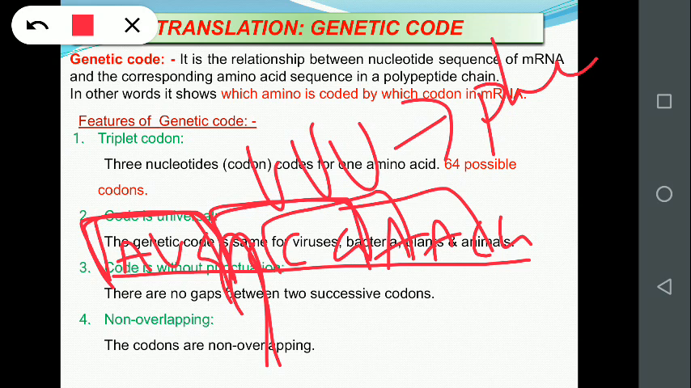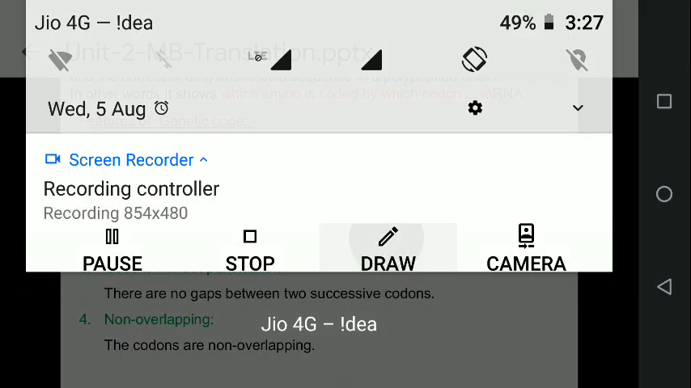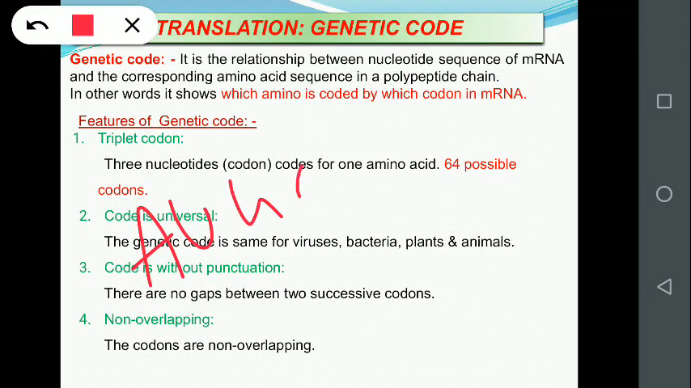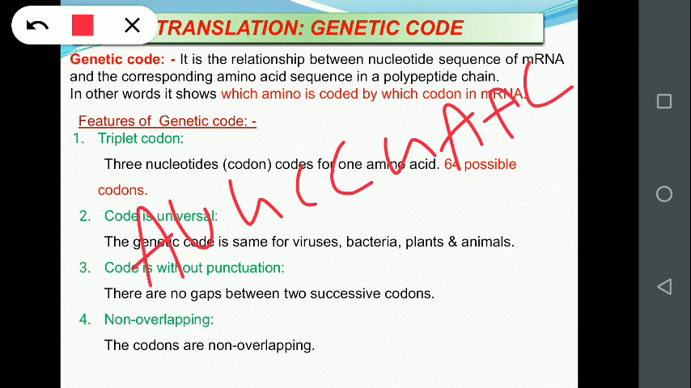Okay, so the fourth one is non-overlapping. This is also explained in the earlier case. Non-overlapping means each nucleotide is read in only one codon. It will not be read in more than one codon. Suppose we take AUG CCG AAC as the mRNA molecule. This is the first codon, and then the second codon starts from here to here.